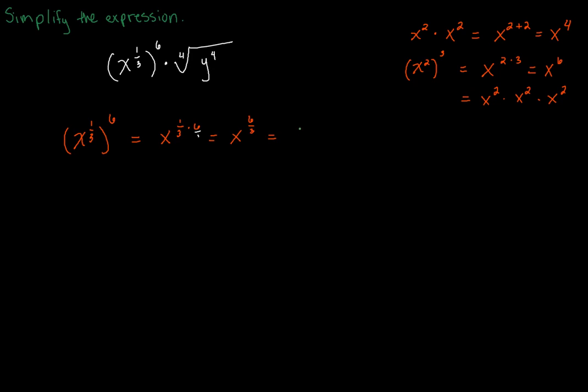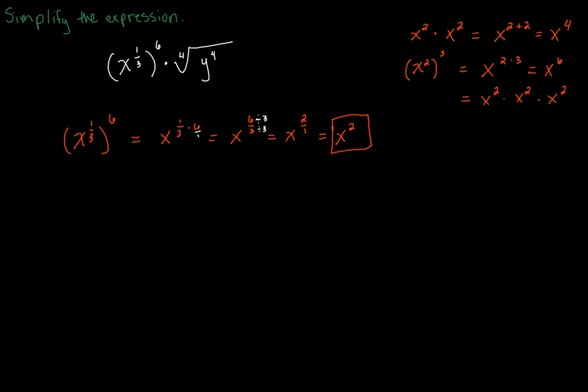Now we can reduce that fraction. We know that 6 and 3 both share a common factor of 3, so we can divide the top number by 3, and we can also divide the bottom number by 3. And so we're left with 2 over 1, and we can simplify that even further because 2 over 1 is just 2. So x to the 1/3 power to the 6th power is the same thing as x squared. So that's the first part.